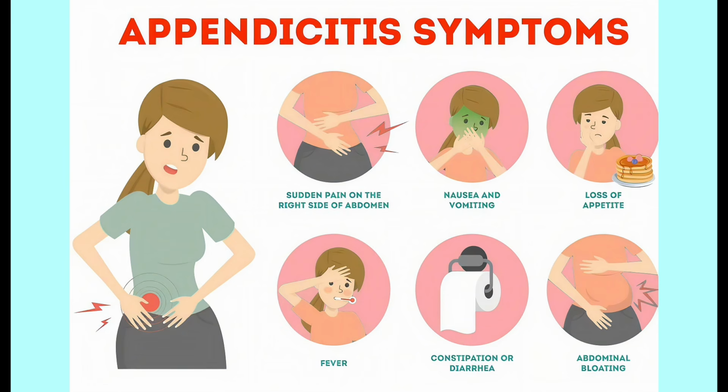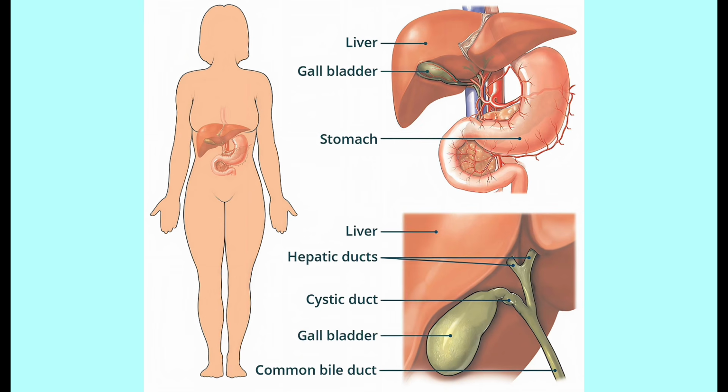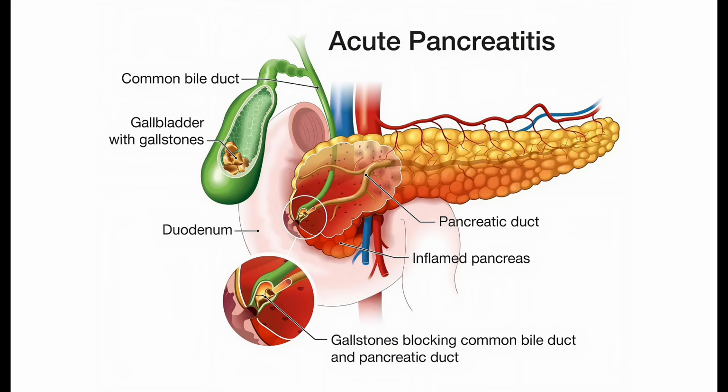Specific abdominal conditions include appendicitis, which presents with pain that moves to the right lower quadrant. Cholecystitis, or gallbladder inflammation, causes sharp right upper quadrant pain, especially after a fatty meal. Pancreatitis causes severe upper quadrant pain that radiates to the back.